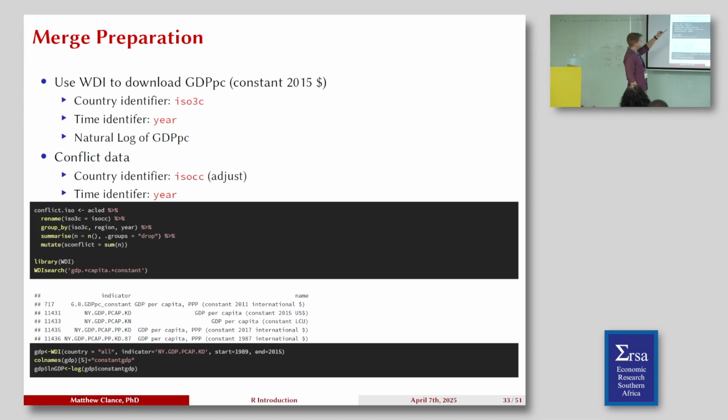So what I did was I called in the GDP per capita in constant $2015, and then I logged it. And I did it all, like I said, in one little piece of code. Basically, I called in the conflict information. I renamed the ISO CC to ISO 3C. I grouped it by the ISO 3C in the region and year, and then basically created an aggregate of the number of conflicts in that year.